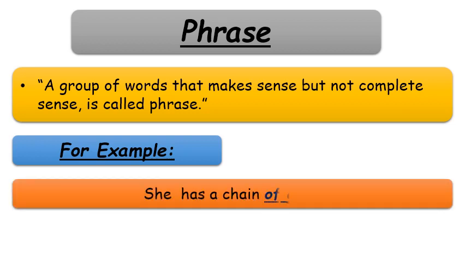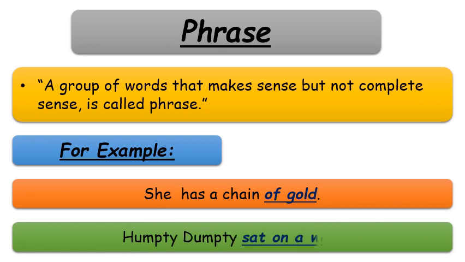Number 1. She has a chain of gold. Number 2. Humpty Dumpty sat on a wall. So, as you can see in the above sentences, the words of gold and sat on a wall are phrases.